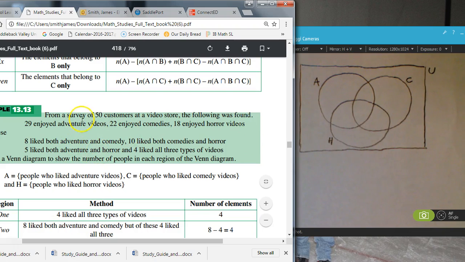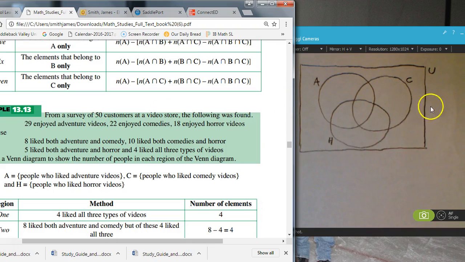So here's a real typical question for this. So take a look. We have 50 customers. So right off the bat, you've got to notice that this is our universal set. So everything that goes into this rectangle will be a total of 50. Everything from left to right. So a total of 50 within the rectangle.